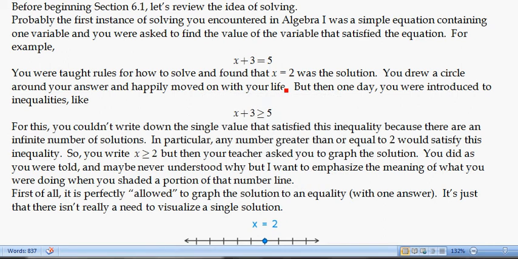Okay, in this video we're going to talk about solving, something that should be very well known to you, but I suspect you might have taken for granted what it really means. So I want to really emphasize this idea of what a solution is.